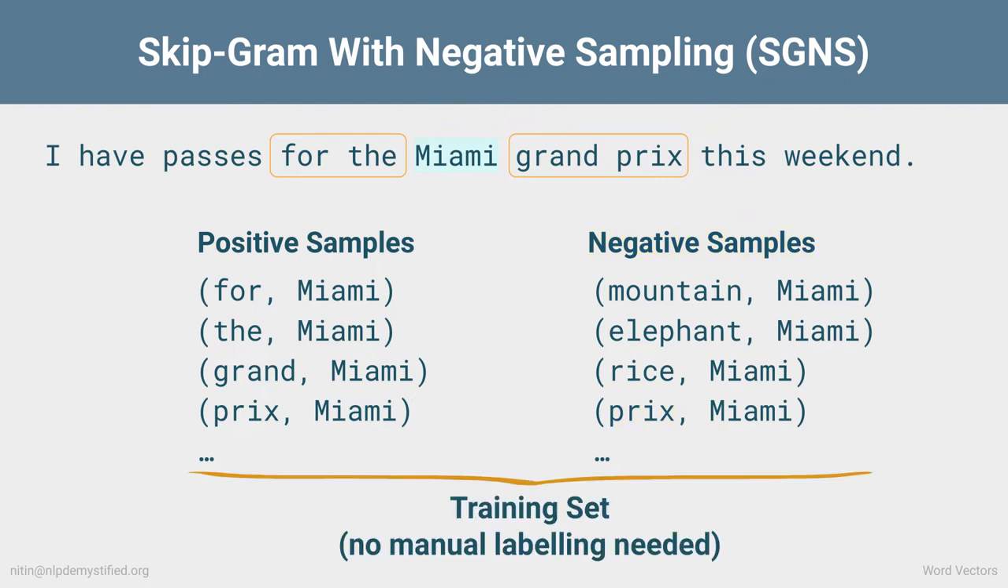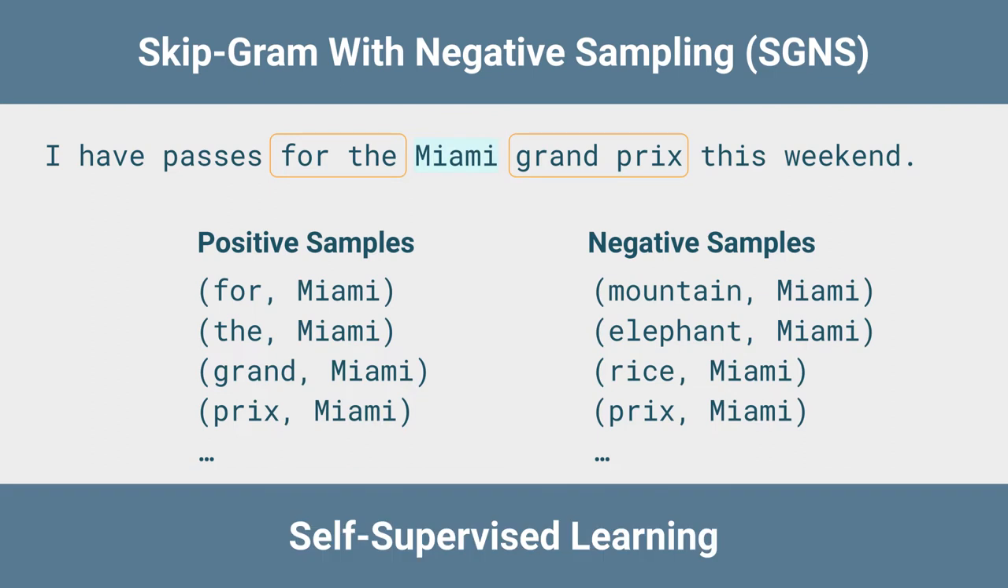And once we've gone through the corpus and generated a bunch of positive and negative samples, these pairs form our training set. Note how there was no manual explicit labeling. All the training data is generated from the corpus itself. This is an example of self-supervised learning, and it's powerful because there's no need for human annotation or labeling. We can throw billions and billions of words at this algorithm and have it learn representations for us. Anytime we can leverage data to automatically generate a supervisory signal is a big win, and we're going to see more of this later in the course.